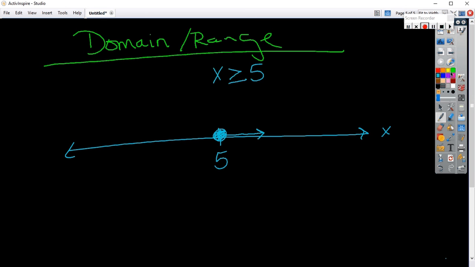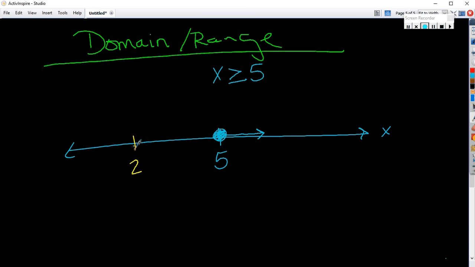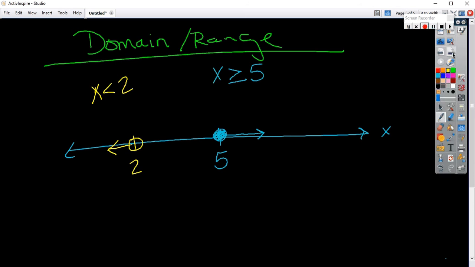If I take it the other way, let's say 2, this way. That's just less than, and it does not include 2. Do we all agree? How about this one? Let me show you one more.